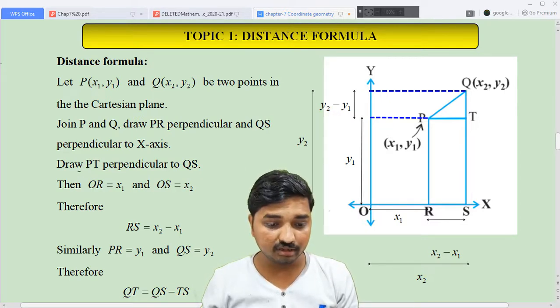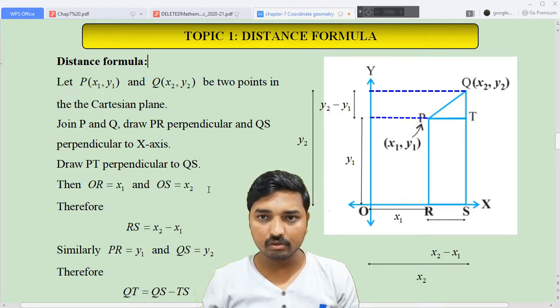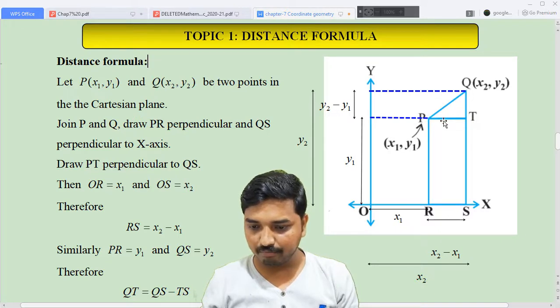Okay, and the next thing is draw PT perpendicular to QS. Now look at here, this is the point P. PT is perpendicular to what? QS. Try to understand here. PT is perpendicular to QS. Now look at here, this angle is equal to 90 degrees.